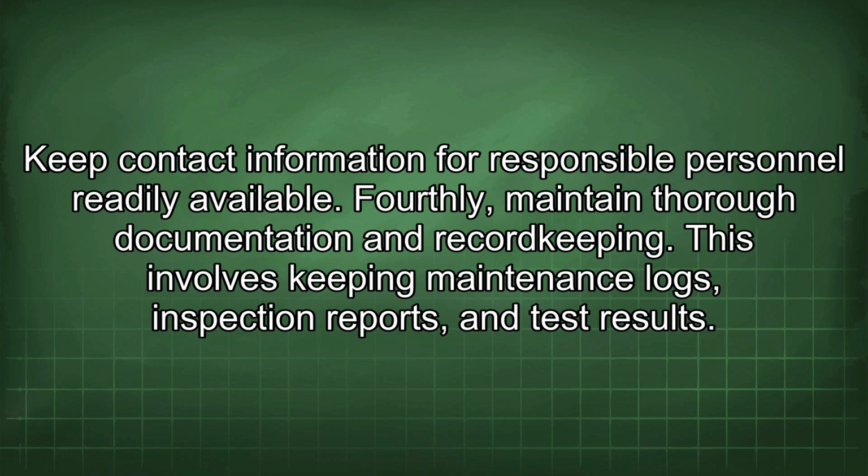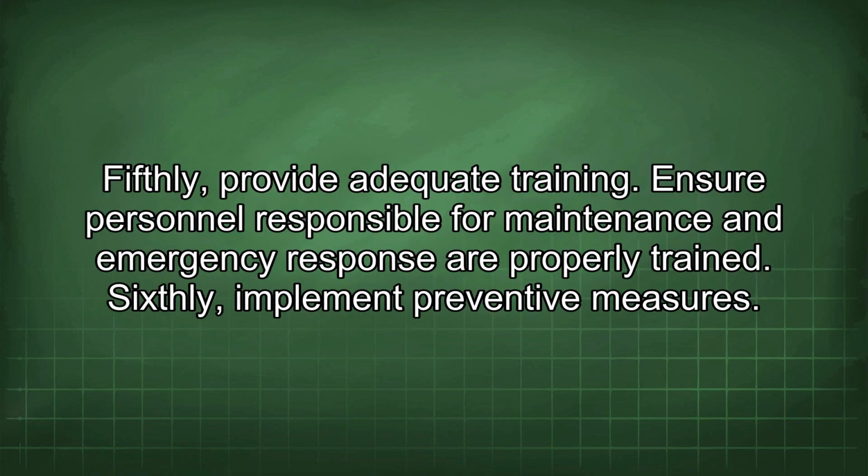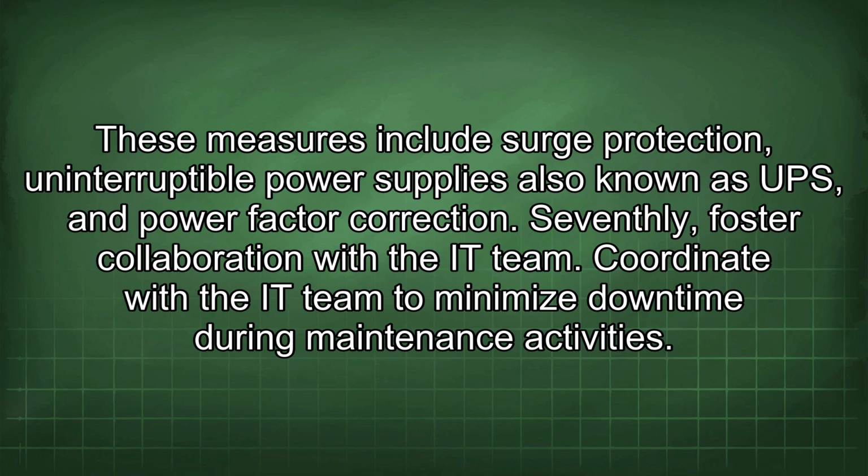Fourthly, maintain thorough documentation and record keeping. This involves keeping maintenance logs, inspection reports, and test results. Fifthly, provide adequate training. Ensure personnel responsible for maintenance and emergency response are properly trained. Sixthly, implement preventive measures. These measures include surge protection, uninterruptible power supplies, also known as UPS, and power factor correction.